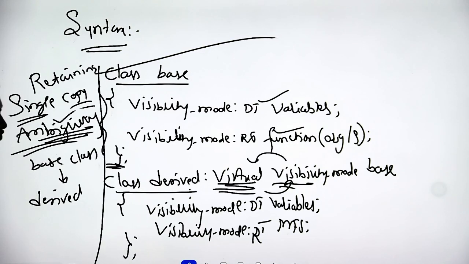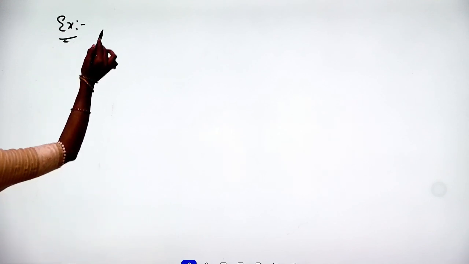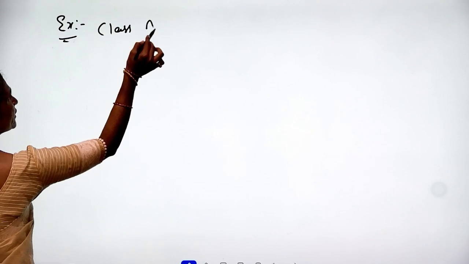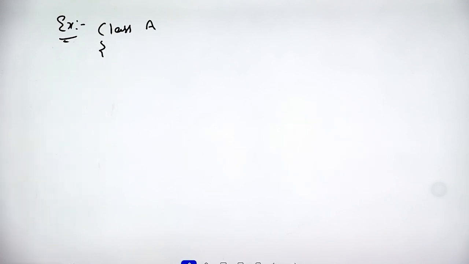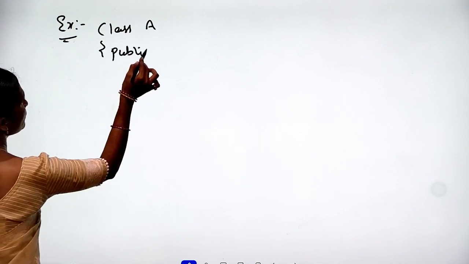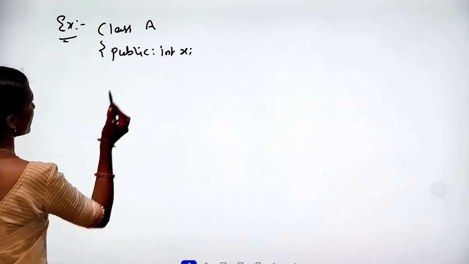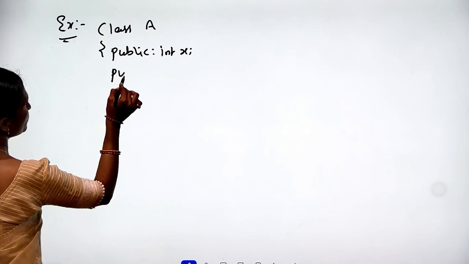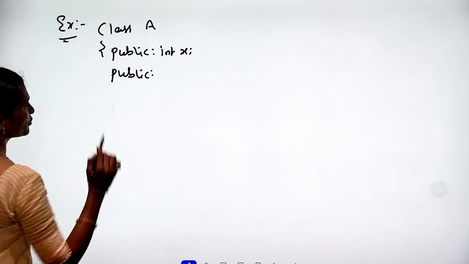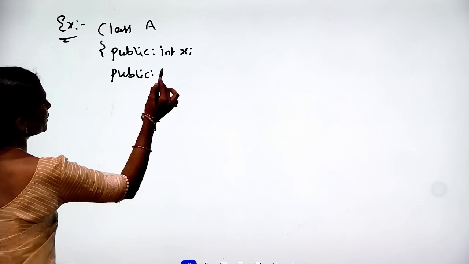So let's write the program so that you can understand how it's going to be. Let's take an example. I hope you are clear with the syntax now. Class A, with visibility mode public. I'm taking the data member as index. I'm using a constructor here, in public. Constructors are to be declared within the public section of the class and they don't have any return type.